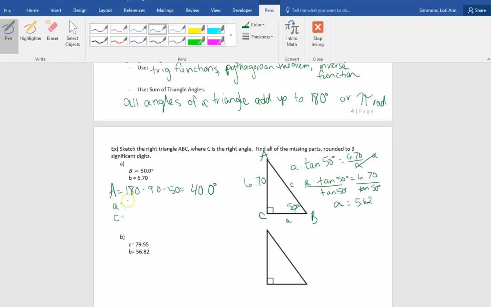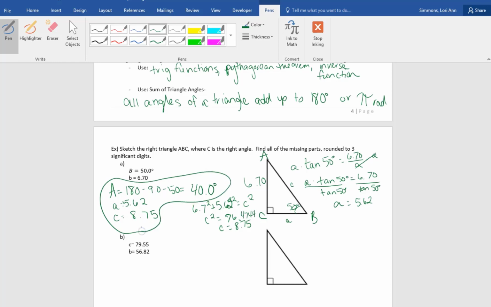And then C, we can use Pythagorean's theorem. We have 6.7 squared plus 5.62 squared equaling C squared. So C squared would equal 76.4744. So C equals 8.75. So these are our answers.